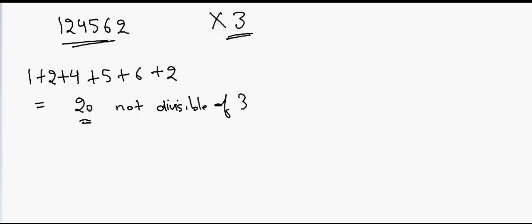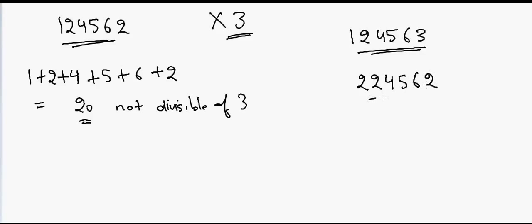What would have happened is that instead of 2, if you make it 3, so 1 2 4 5 6, and we write 3 in the end, then this sum will become 21. So that number should be divisible by 3. Or we can increase any other number. We can say 2 2 4 5 6 2, that should also be divisible by 3.